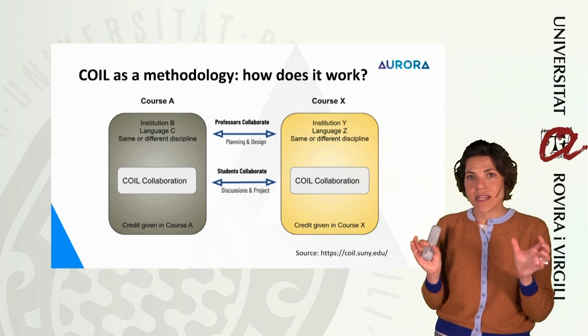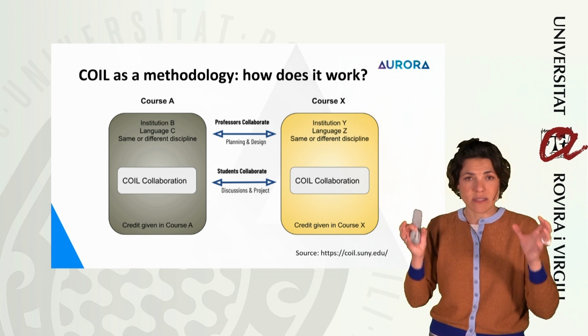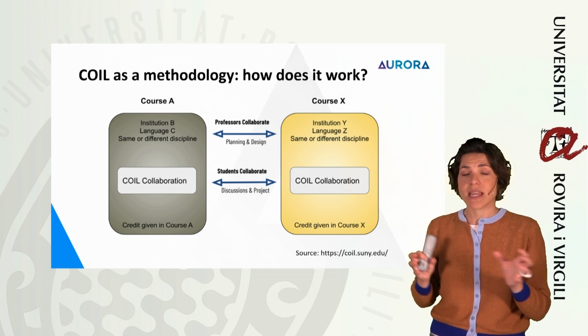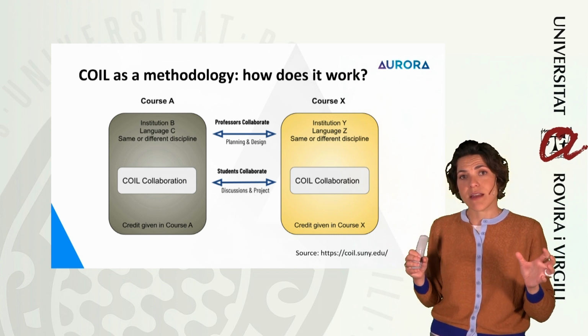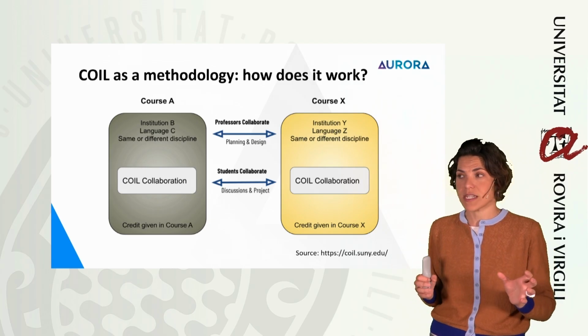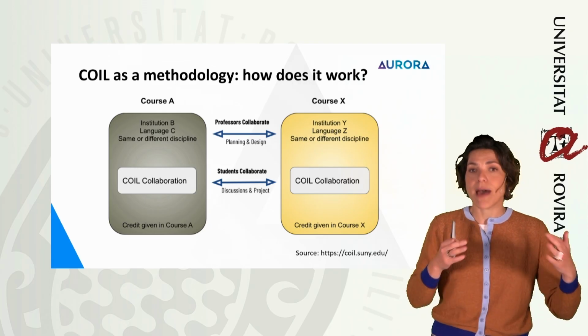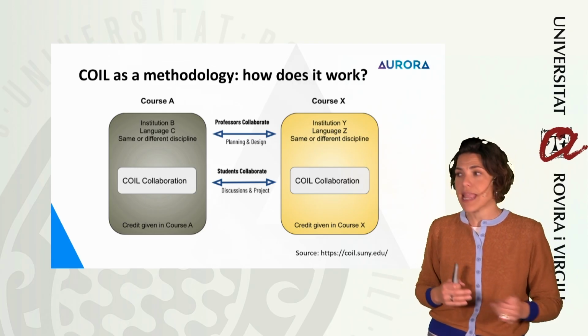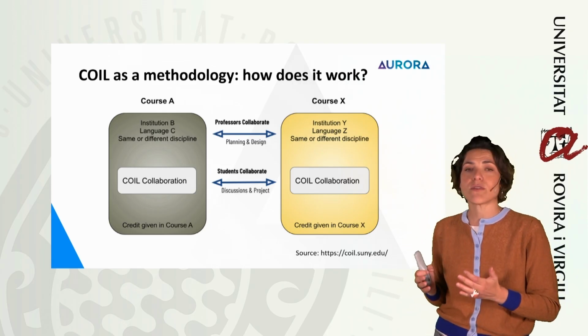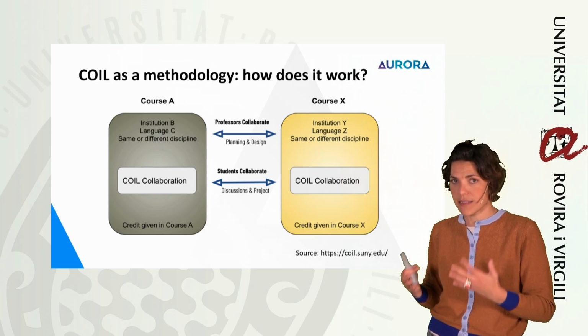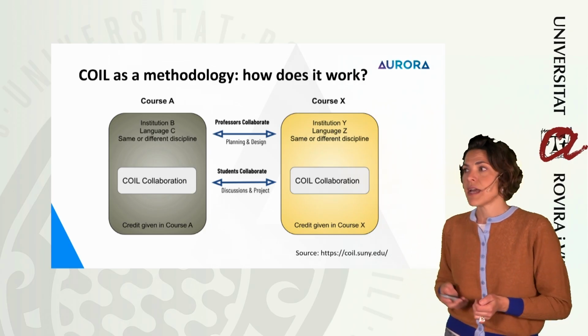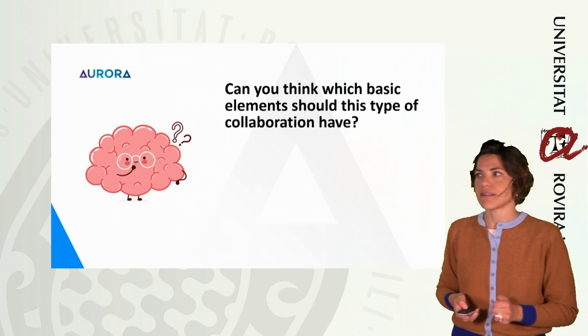After this interaction has taken place, which is embedded in each course, the students are graded by their own teachers. So the credits are given in course A by the teacher from course A, and then the grades are also given in course X by the teacher of course X. We will see this in detail.